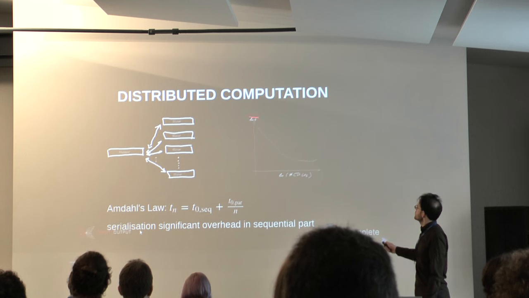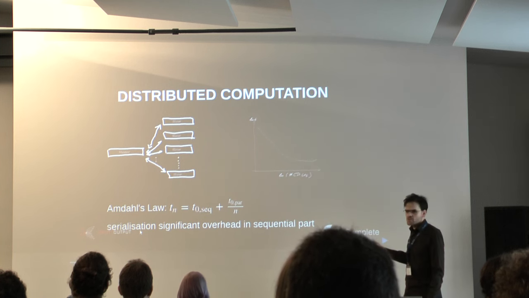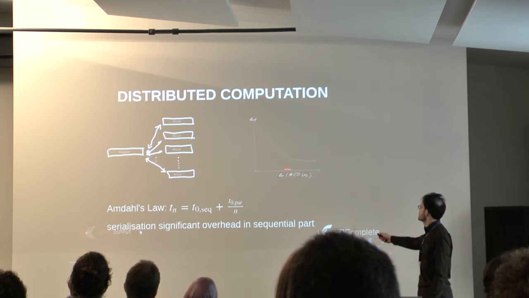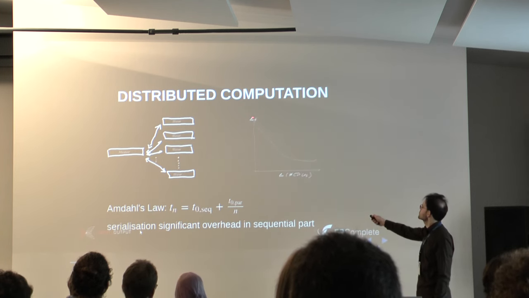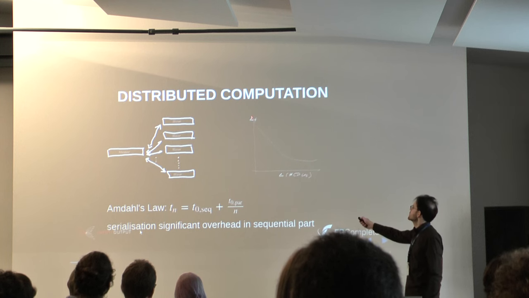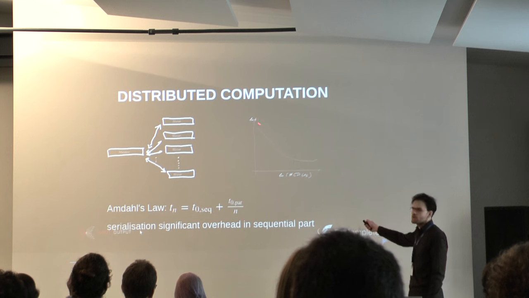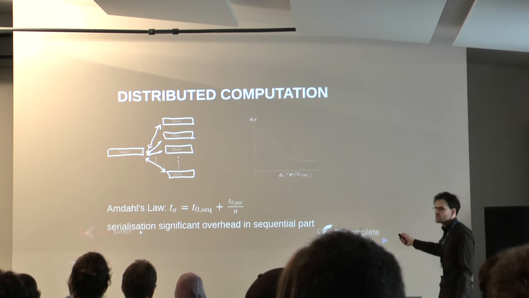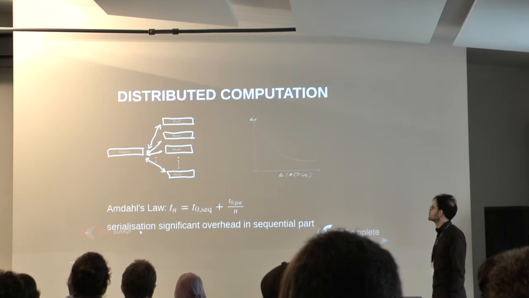And the picture that you typically get when you look at the performance of such a system, so what's plotted here is the logarithm of the number of CPUs and the logarithm of the time that the calculation takes, is that at first you get 1 over n speedup, so a straight line in this logarithmic plot is 1 over n, but then at some point the curve just flattens and you don't gain anything by adding more CPUs.